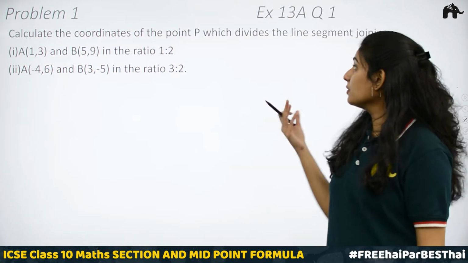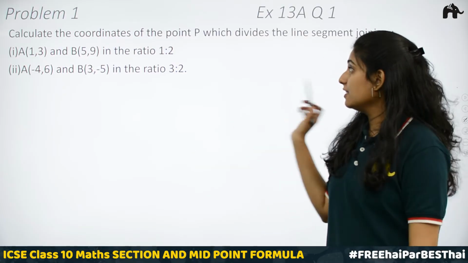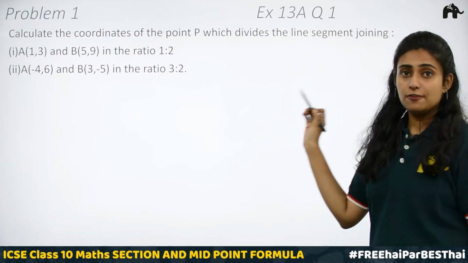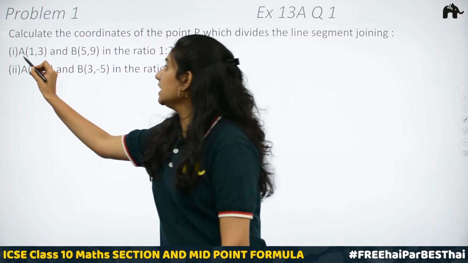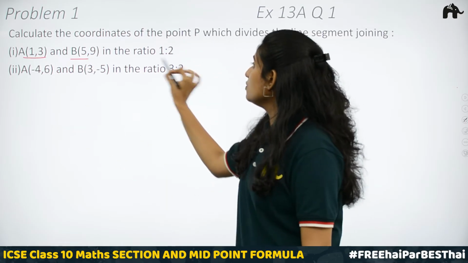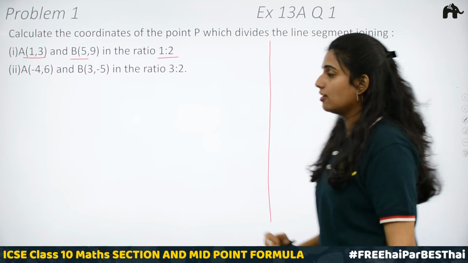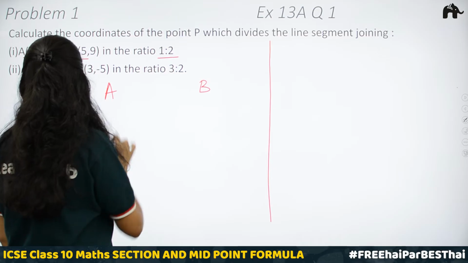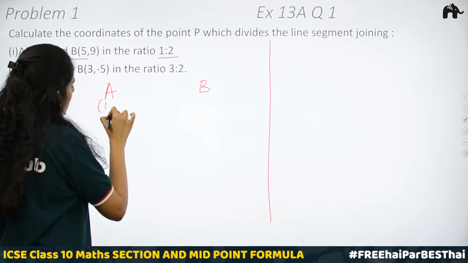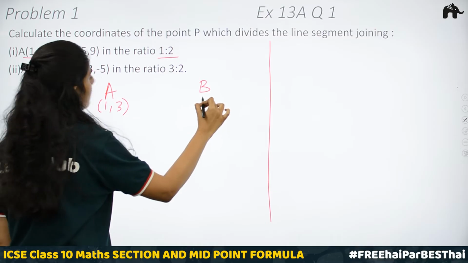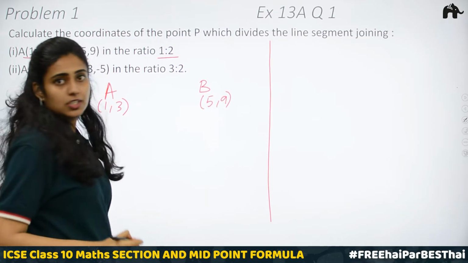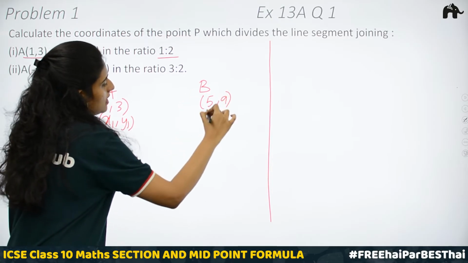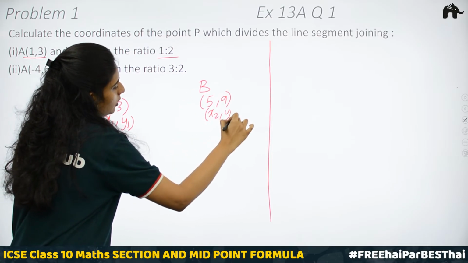Now let us solve questions from exercise 13A. The first problem: calculate the coordinates of point P which divides the line segment joining A(1, 3) and B(5, 9) in the ratio 1:2. Here what are the given quantities? We have a point A and a point B. The coordinates of point A are 1, 3 and that of B are 5, 9. So this first point is our x1, y1. These points are x2, y2.